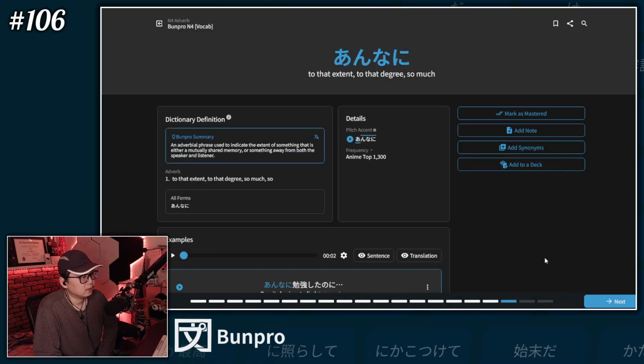Okay. An adverbial phrase used to indicate the extent of something that is either a mutually shared memory or something away from both the speaker and listener. Interesting. Wait, grammar points incoming, I suppose. In before grammar point.